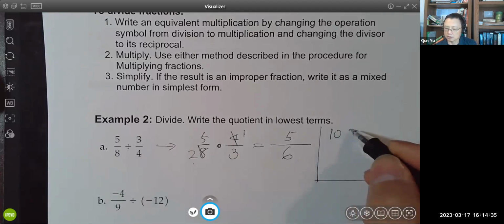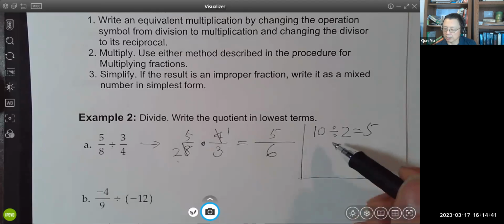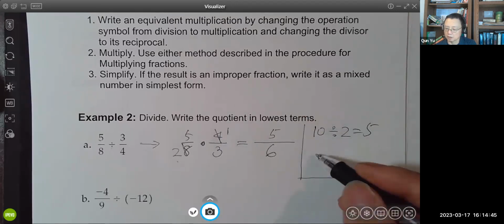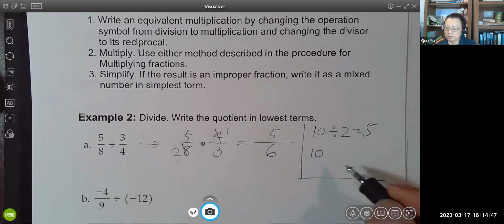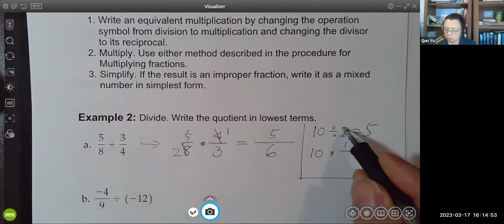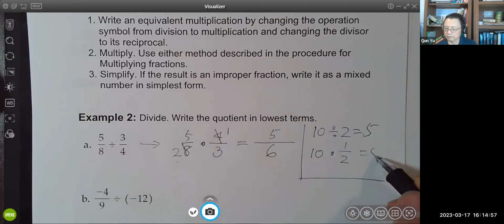So 10 divided by 2 equals 5. That's whole number division, right? I can still apply that fraction division rule here. Keep the first number unchanged, change division to multiplication, change the second number to its reciprocal. The reciprocal of 2 is 1/2, right? What is half of 10? 5. You still get the same answer.